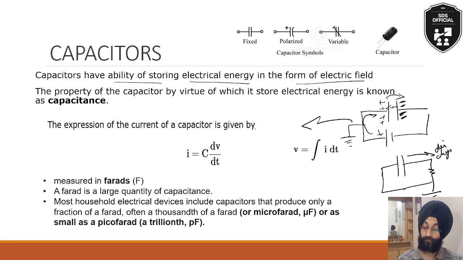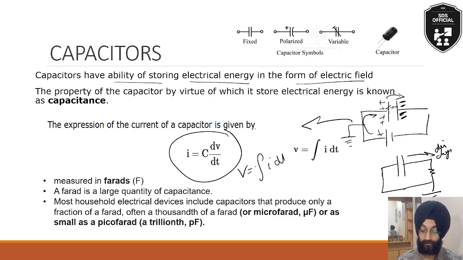Okay, so the formulas associated with capacitors are I is equal to C dV by dt, or V is equal to 1 by C integral of I dt. Is that clear? So these are the formulas associated with capacitors, and the property by virtue of which it stores electrical energy is known as capacitance. It is measured in farads, and capacitors are practically available in microfarads and picofarads.